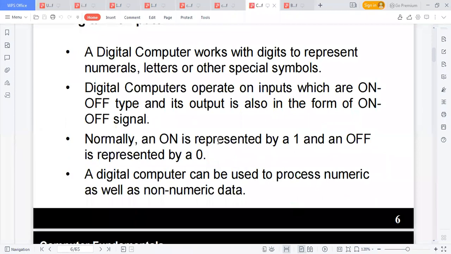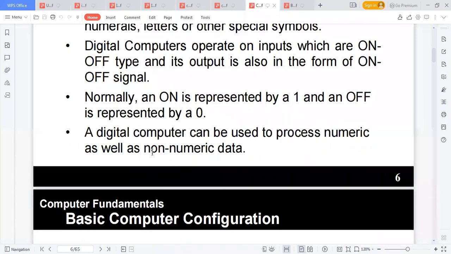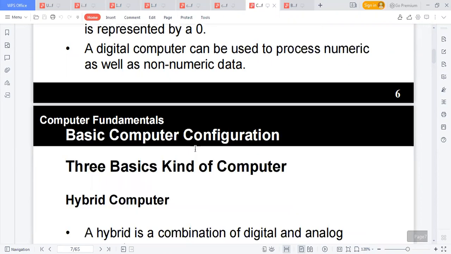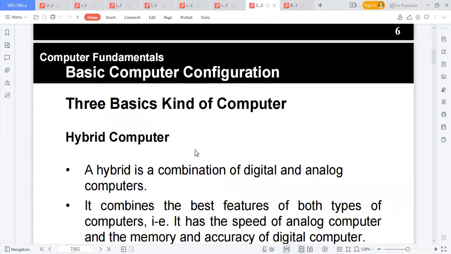Normally an on is represented by 1 and an off is represented by what? 0. So a digital computer can be used to process numeric as well as non-numeric data. So this is the special feature of digital computer.